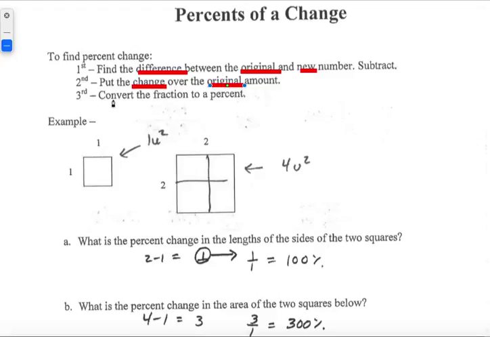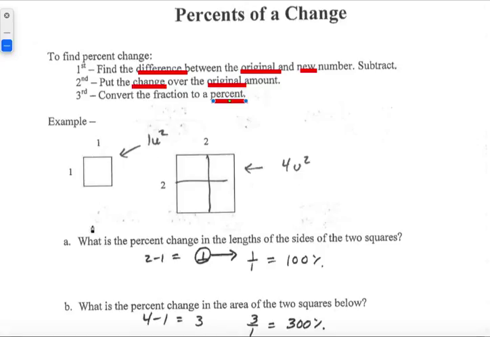The third step is to convert our fraction to a percent. That's our goal, to get a percentage. So our first example, we have a square that has a length and a width of 1. The area of this square would then be length times width, 1 times 1, which is 1 squared.